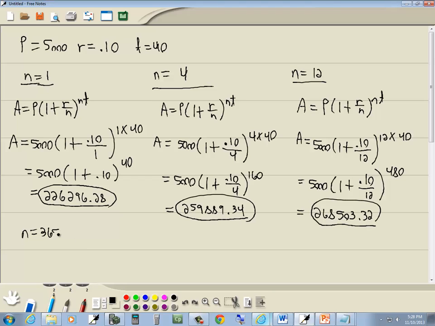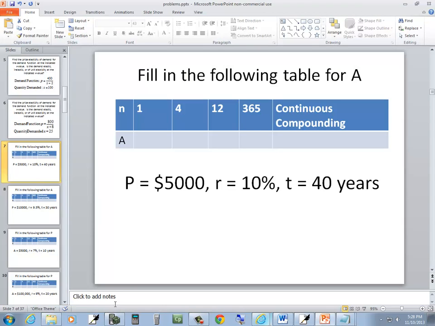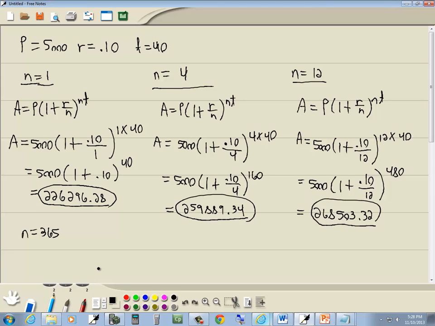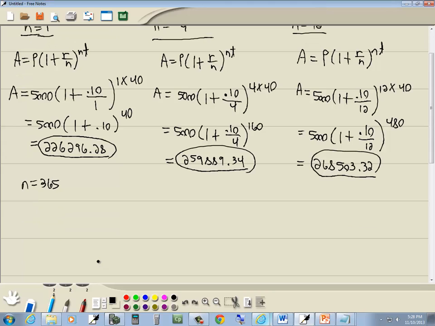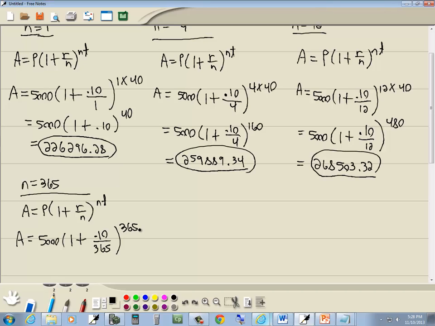Next one is 365. Doesn't say continuous again. So we got A is equal to P times 1 plus R over n to the nt power. Now P is 5,000. 1 plus R, which is 0.10, over n, which is 365. Raise the nt power, which is 365 times t, which was 40.